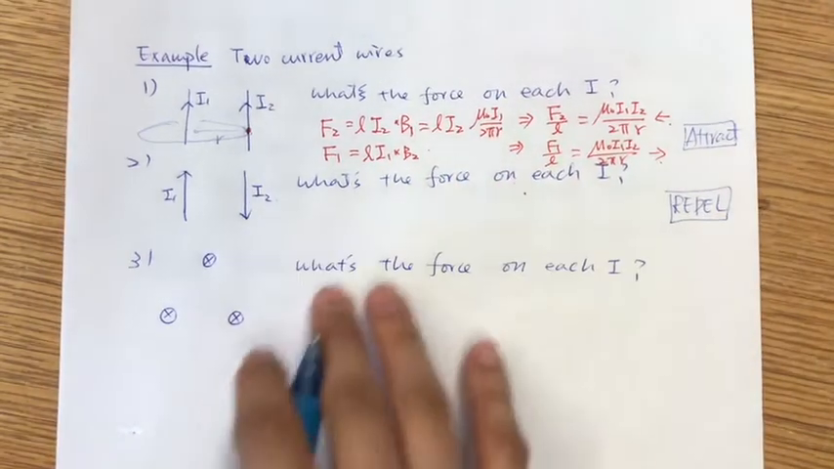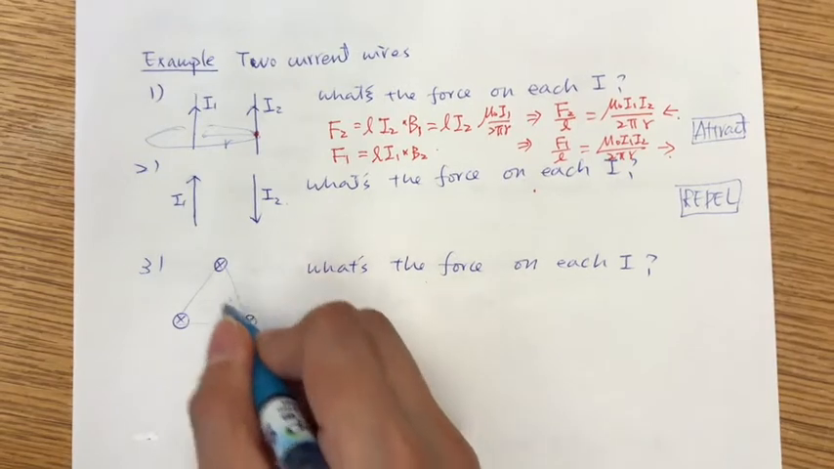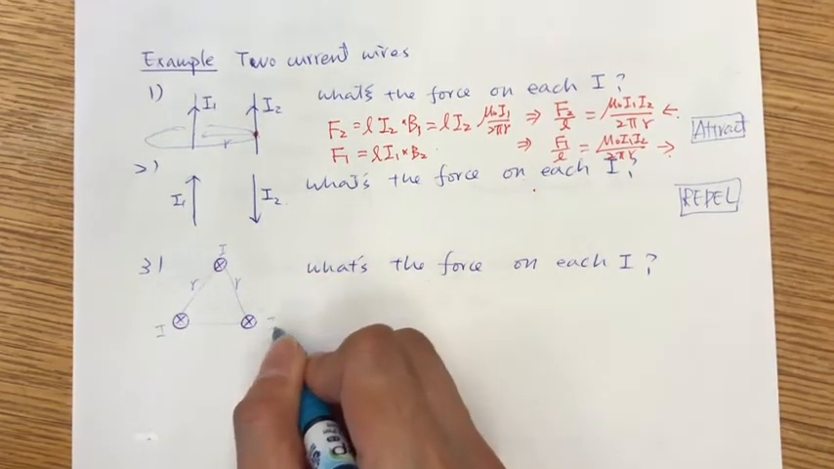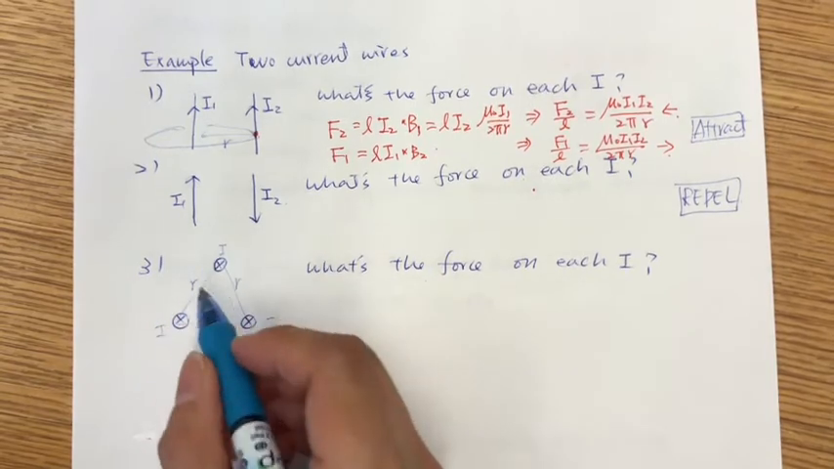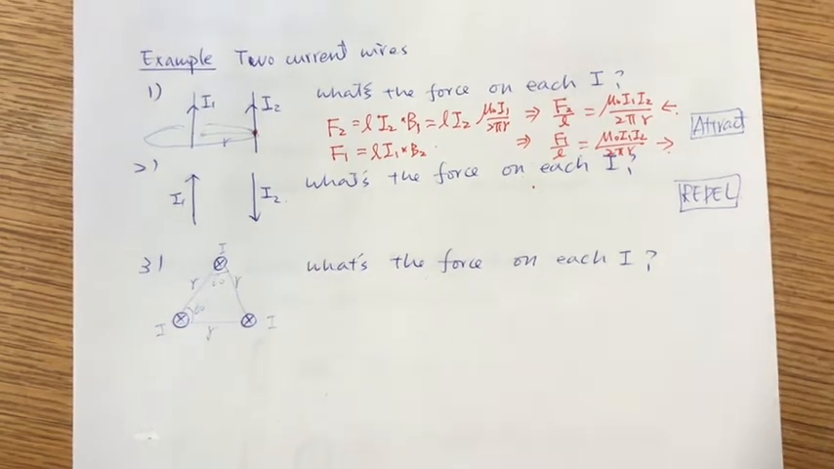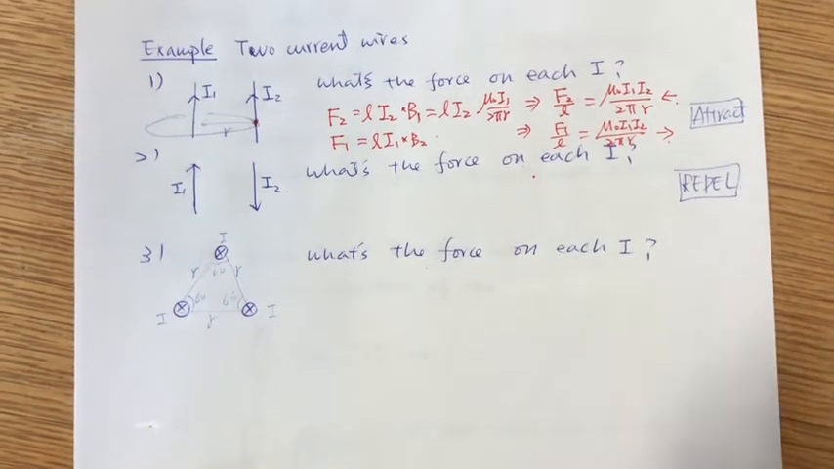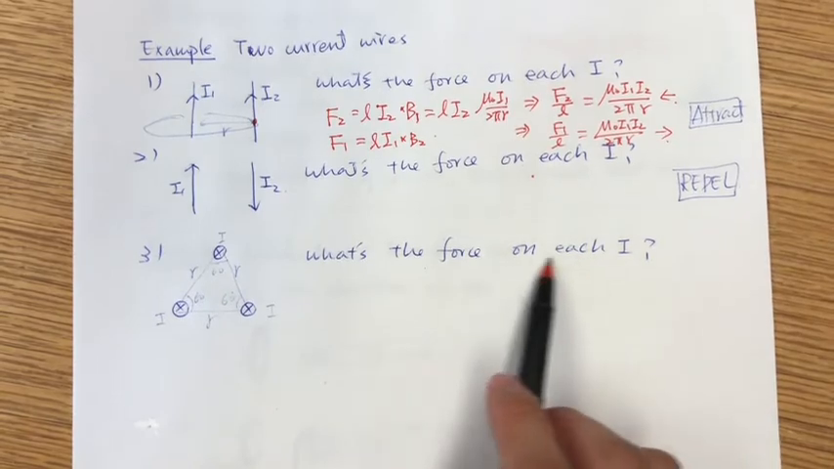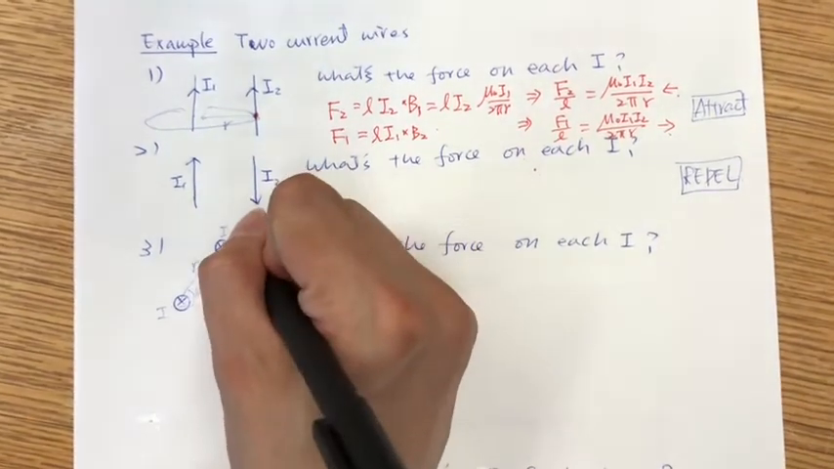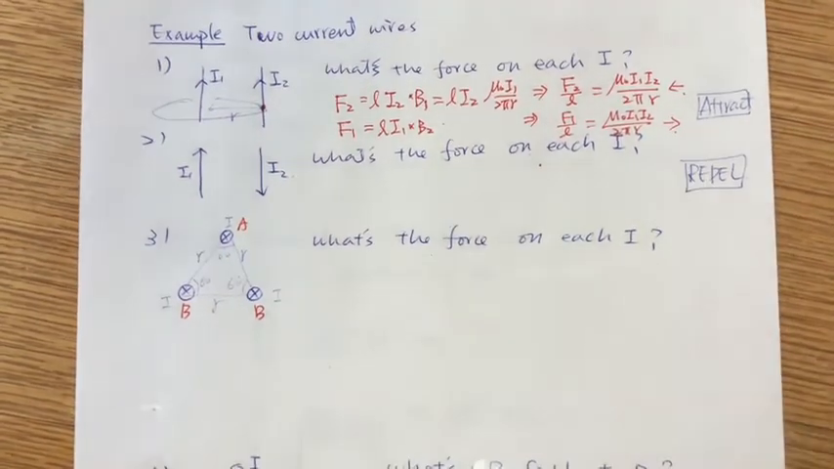So now if we look at a more complicated example like this, say they all carry current I on this triangle where this is 60 degrees, this is 60 degrees, 60 degrees. Then what's the force on each current? So I'm gonna call this current A, I'm gonna call this B, I'm gonna call this C.